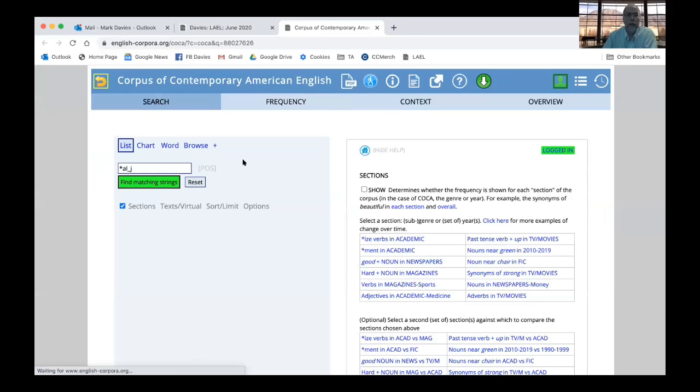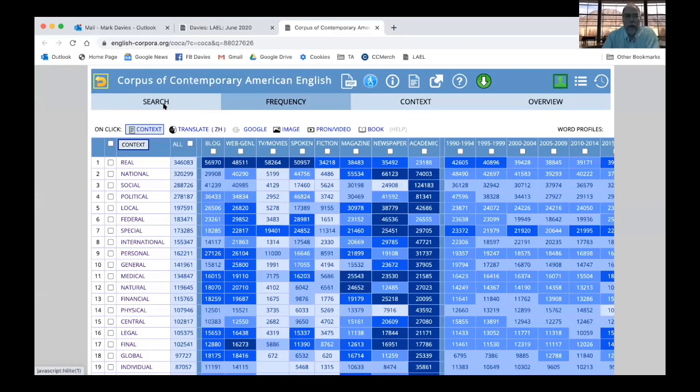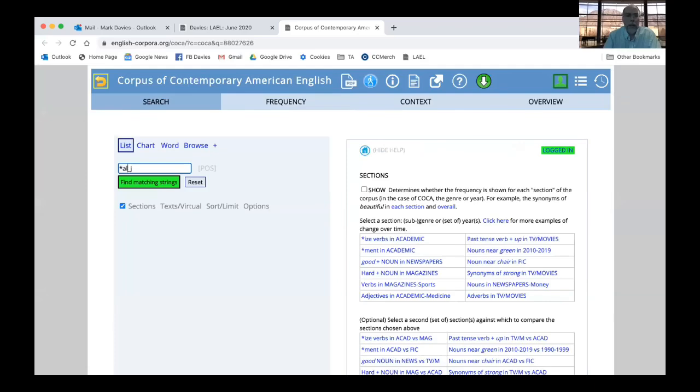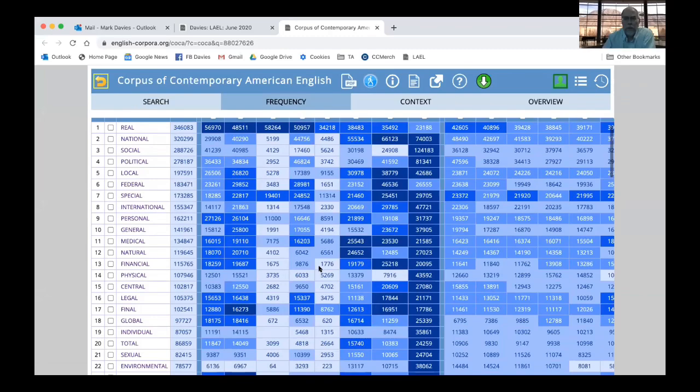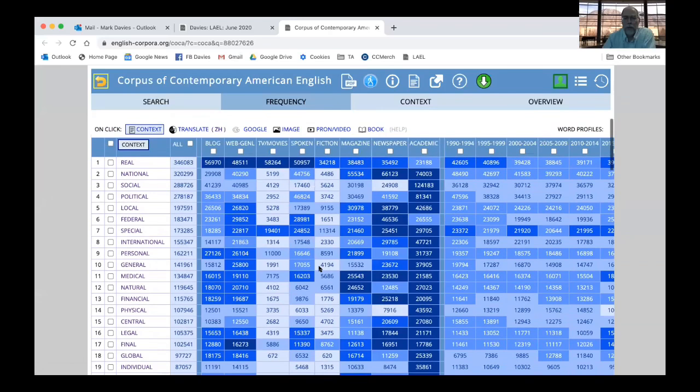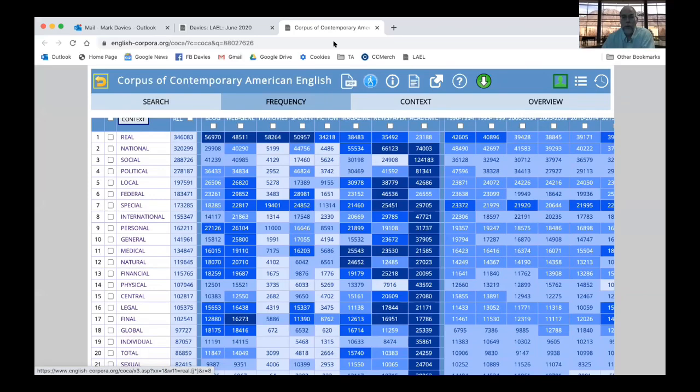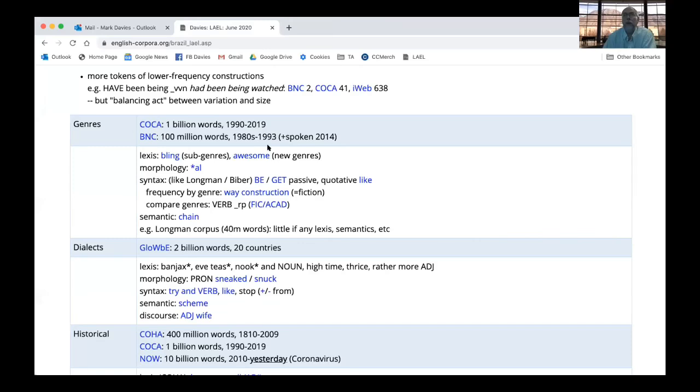In this case, moving on to morphology here, all I'm doing in the simple search is saying, find me a word that ends in AL and is an adjective. And when you take a look at this, we've got national, social, political, international, medical, financial, and so on. It's really quite striking how common these AL adjectives are in academic compared to the other genres. So any suffix, prefix, root that you're interested in and you want to see how it plays out across genres, you can do that.